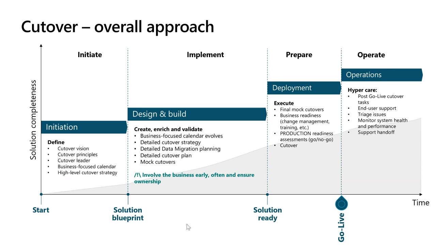Then in the implement phase, we'd be looking at how we evolve the business-focused calendar, how we detail the cutover strategy a bit more, and go into more detail of the data migration and the mock cutovers, the mock data migrations. And then in the prepare phase, as you're getting ready for go live, what does that mean? What does that preparation look like? How should we be thinking about getting ready for the go live?